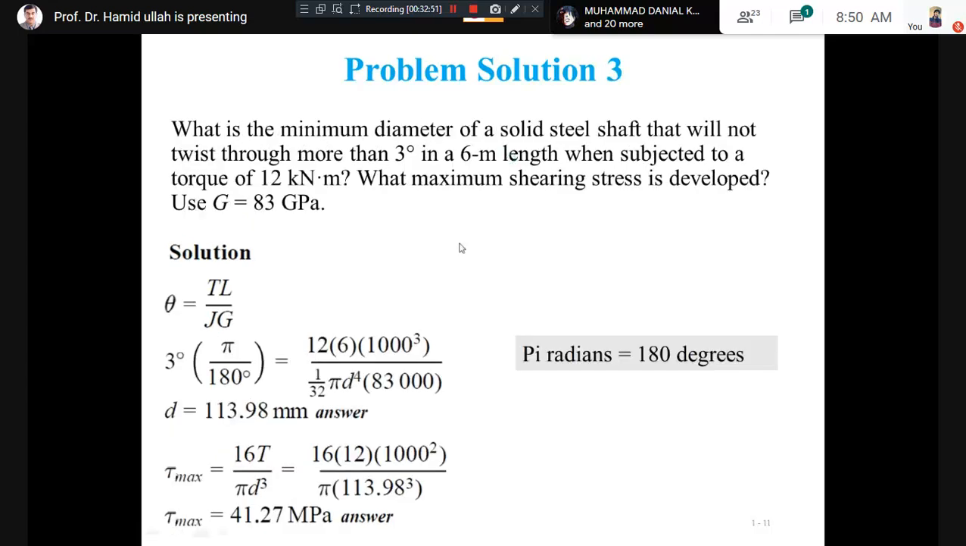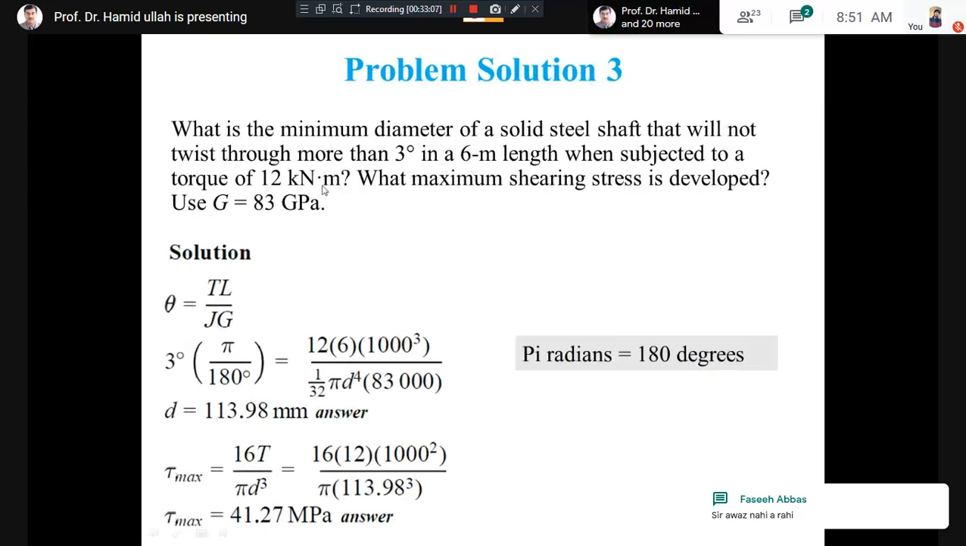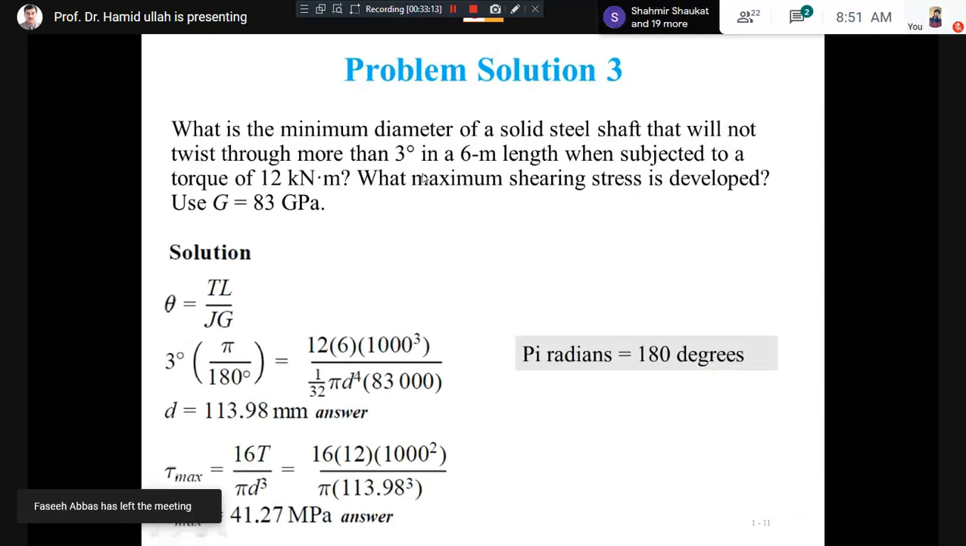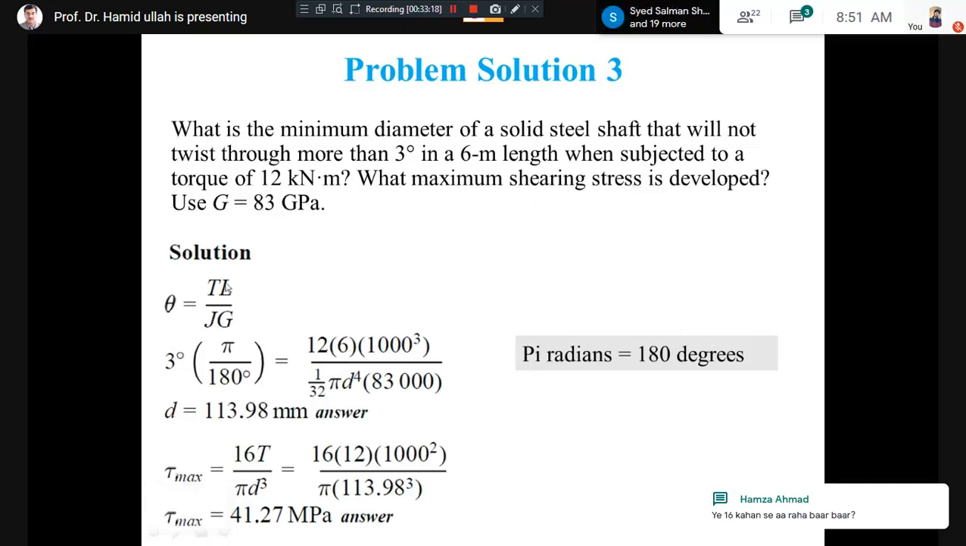Okay, next, more or less same things. What is now given? What is the minimum dia for a solid shaft that will not twist through more than 3 degrees? So angle of twist is given, length is given, and 12 kilonewton meter. What is required? One is the minimum dia, and second is the maximum shear stress. Two things are required. Since the angle of twist is given as 3 degree, you need to use the angle of twist formula, and then again the conversion from degree to radian, and put the value.